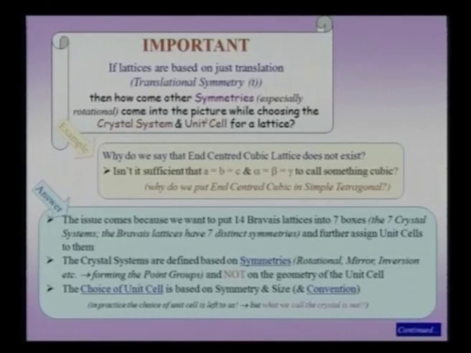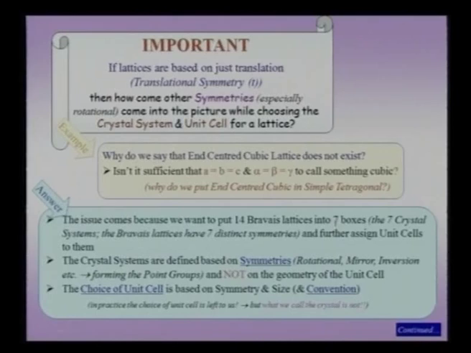For example, why do we say that end centered cubic lattice does not exist? Isn't it sufficient that A equal to B equal to C and alpha, beta, gamma equal to 90 degrees to call something cubic? In other words, why do we put the end centered cubic into the simple tetragonal? We had answered this question just some time back, and to generalize the answer, the issue comes because we want to put the 14 Bravais lattices into 7 boxes, the 7 crystal systems.